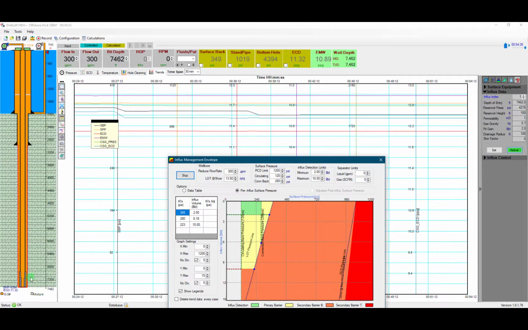Keep in mind, this is an oil-based mud, and by default, we assume that with an oil-based mud, all of the gas goes into solution, so we don't have any free gas until we reach the bubble point pressure, at which point the gas begins coming out of solution.